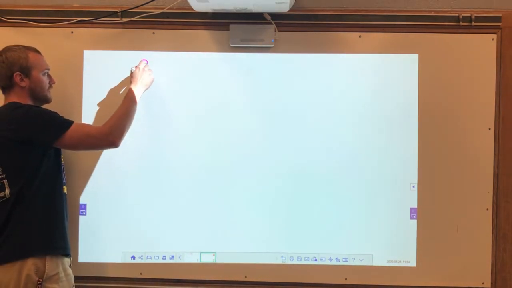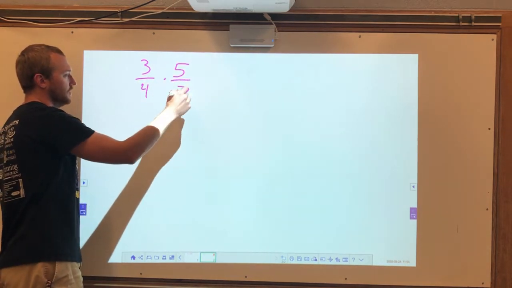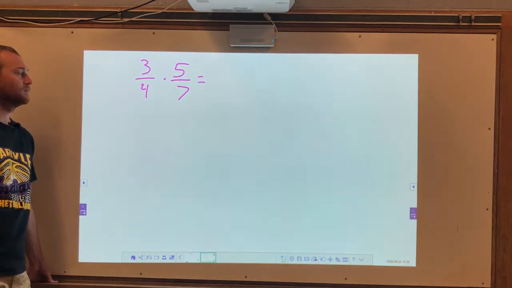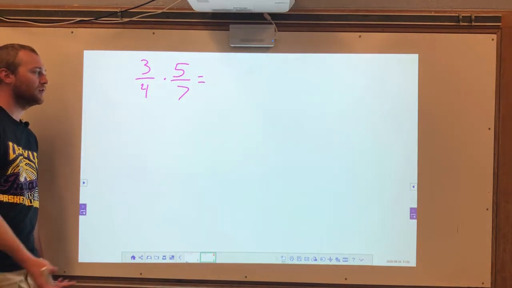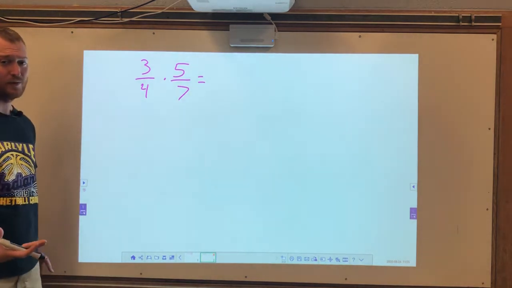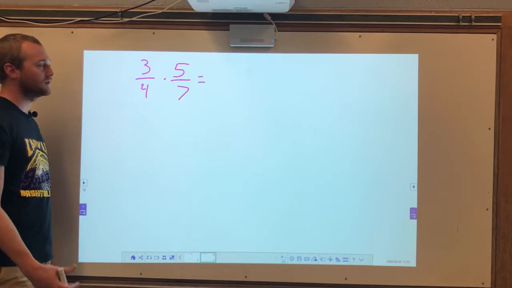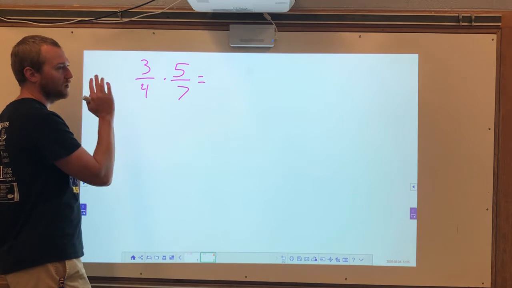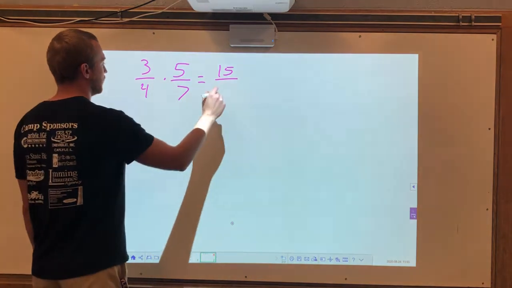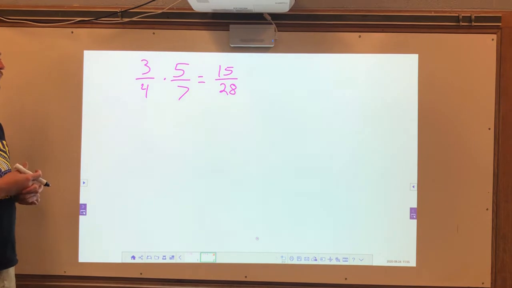Let's go ahead and jump into a different problem here. 3/4 times 5/7. Again, same thing. Notice even when they have different denominators, we can still just multiply across. That's the really nice thing about multiplication of fractions. Just multiply across even if we don't have common denominators. So again, multiply across. 3 times 5 is 15. 4 times 7 is 28. So we have 15 over 28.